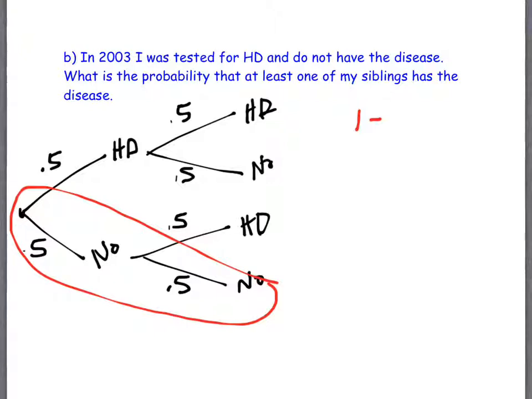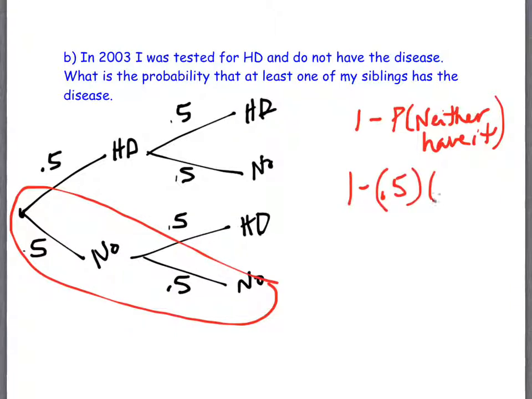So this would be 1 minus the probability that neither have it. This is 1 minus 0.5 times 0.5. So what is this? That is 0.25. And then 1 minus 0.25, 0.75. So I look at my brother and my sister, and I still know that there is a 75% chance that at least one of them has the disease.